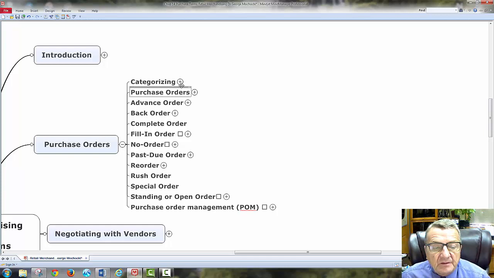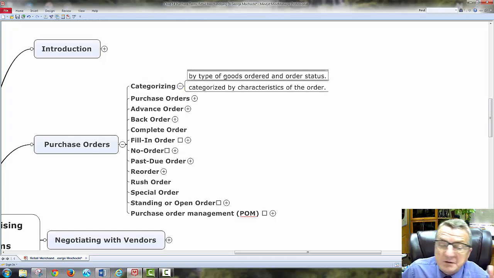Okay, so let's talk about first categorizing by types of goods ordered and status. So I'm going to do purchase orders. I'll categorize it. Here's my most current order, or here's the status. It's in progress. And those of you, if you buy anything with Amazon or any retailer online, you will get a tracking number. They'll tell you your order is going to be here, and you could track it. You know exactly where that order is. It's in the process. It's too late. You can't cancel it now. It's already shipped out, or you pay a restocking fee or whatever.